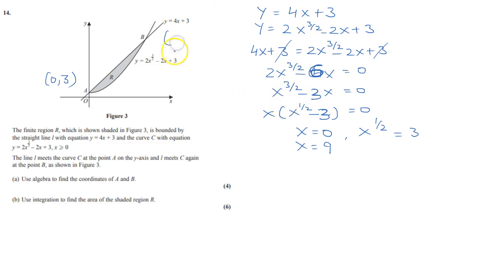And this one is x is 9. So 9 times 4 is 36, 37, 38, 39. To find a and b: a is 0, 3 and b is 9 and 39. That is the first thing. Use integration to find the area of the shaded region.